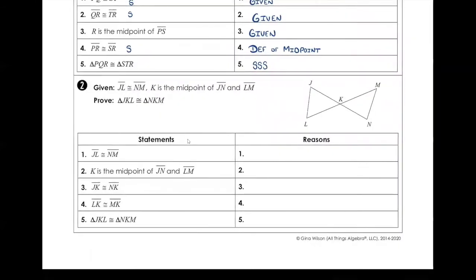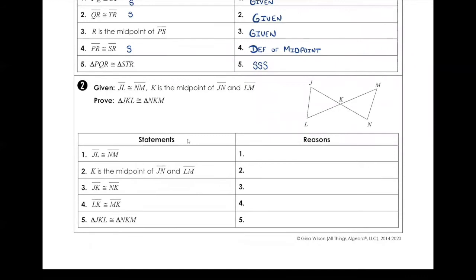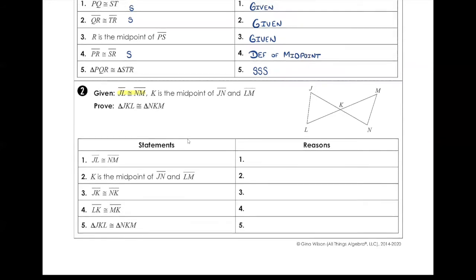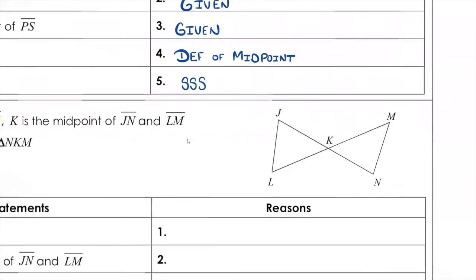All right, number two, JL is congruent to NM. K is the midpoint of JN and LM. Prove JKL is congruent to NKM. So we're going to mark our given on our figure first. So we got JL and MN. JL, MN, those get a single tick mark.